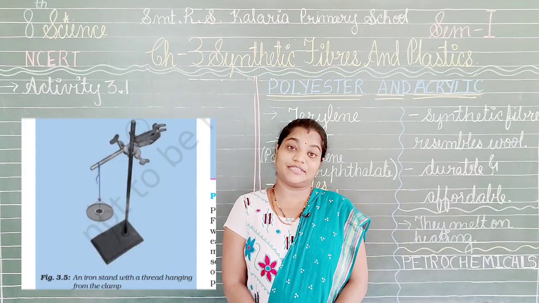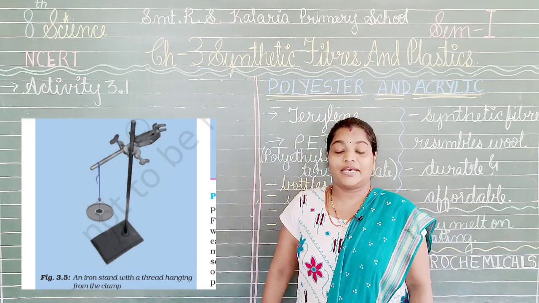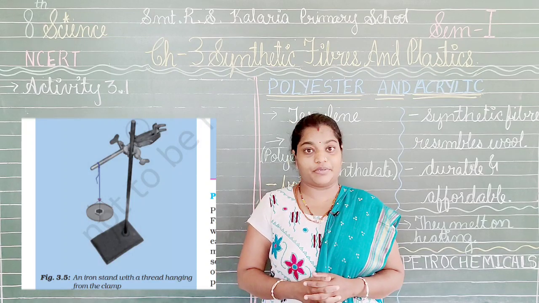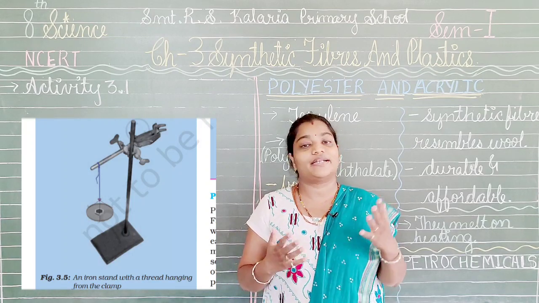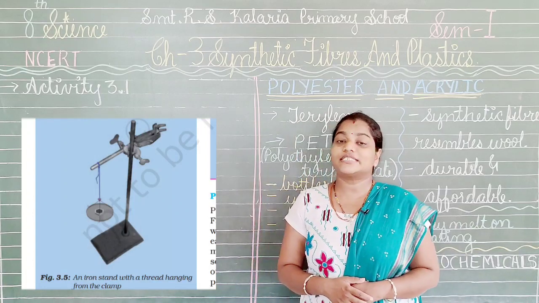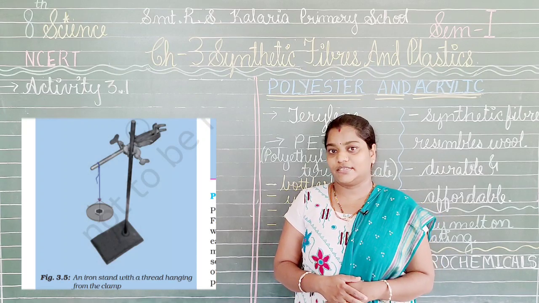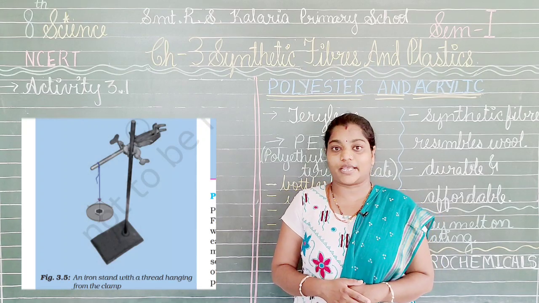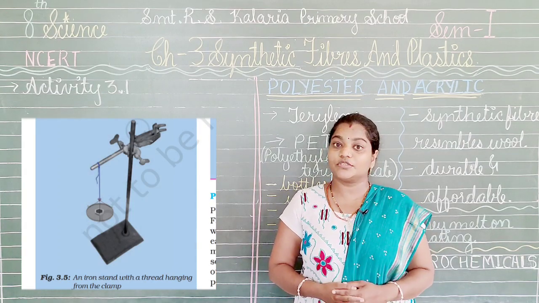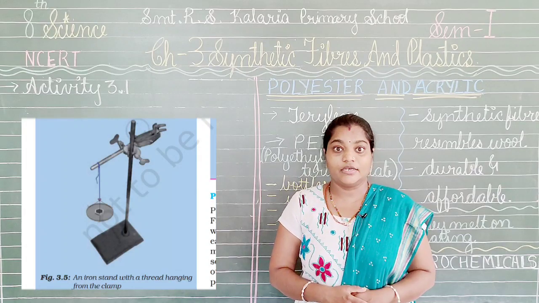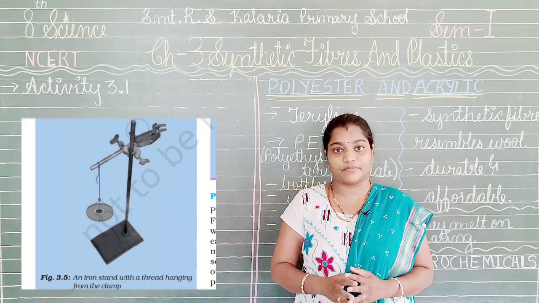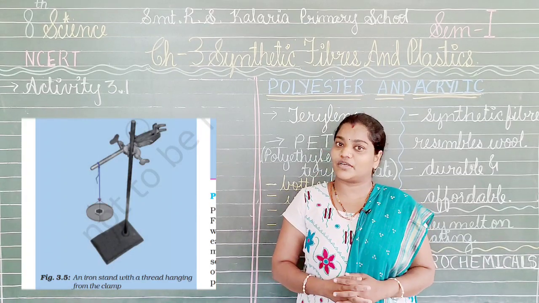Let us see Activity 3.1 as it is given in our textbook, to find out the strength of these fibers, including the natural ones and the synthetic ones. As you can see in the picture, a stand is given with a clamp on it. We have to take threads of both natural and synthetic fibers, up to 60 centimeters in length, and try to keep the thickness of all the fibers the same, so that there is no bias toward any one of them.